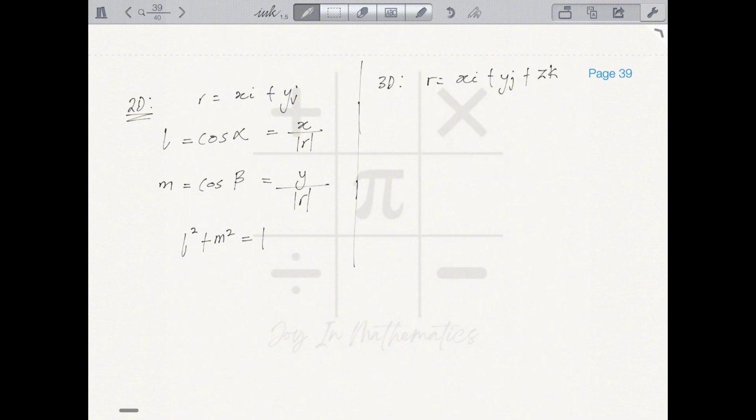We can evaluate the direction cosine on the x-axis to be cos alpha, direction cosine on the y-axis to be cos beta, and direction cosine on the z-axis to be cos gamma. We call this L, we call this M, and we call this N.